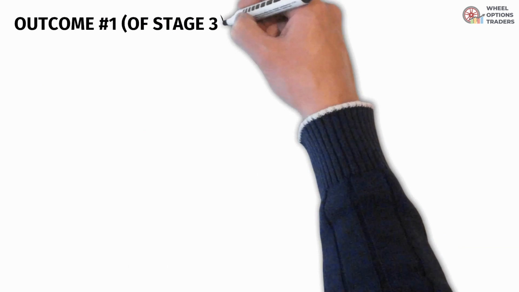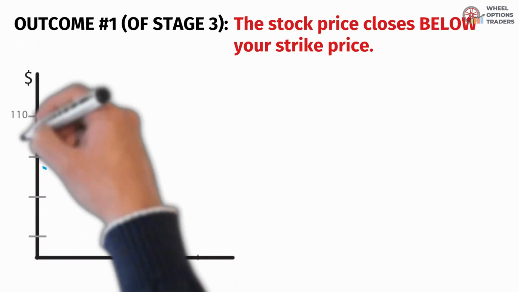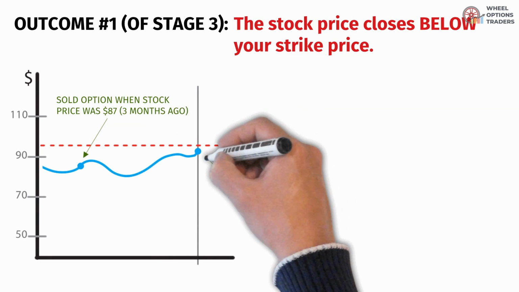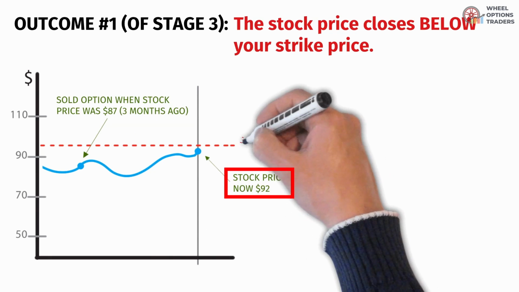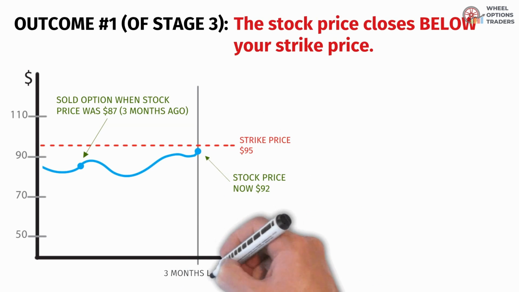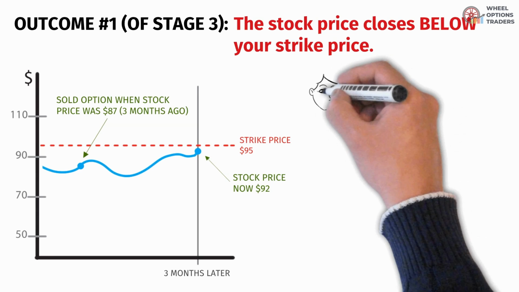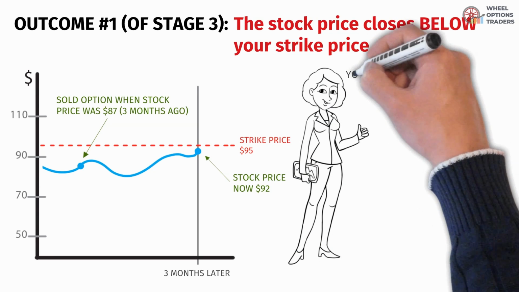Outcome number one, the stock price closes below your strike price of 95. So, for example, the stock on the final day of trading closed at $92. Over the 3 months, the stock price has moved around. It's gone up a bit, down a bit, but overall it's increased a bit from $87 to $92. So it is already in the profitable area for you, but it's still below the $95 strike price. So therefore, you will have to keep the shares of Rubber Duck Company and you'll walk away with $126 premium.